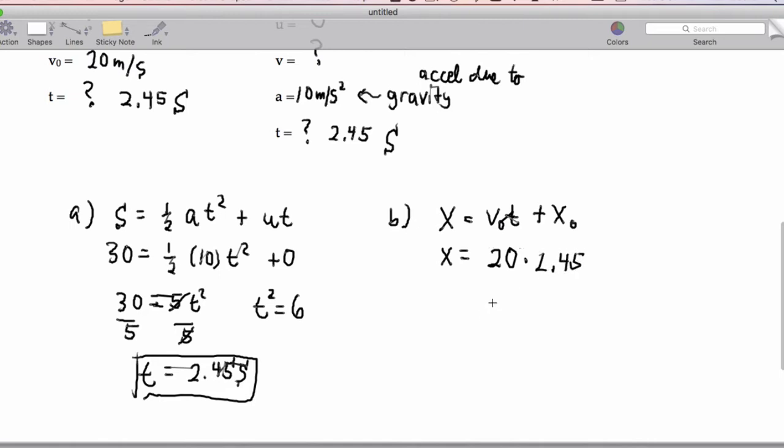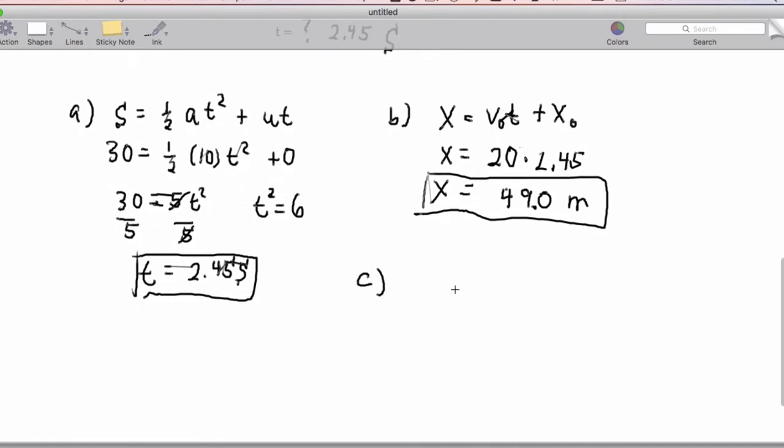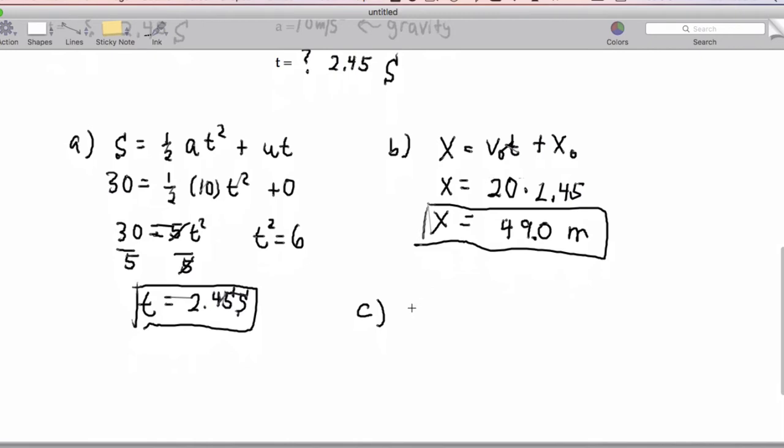And so when I simplify that out, that's going to end up being 20 times 2.45, so that's going to be 49.0 meters when I simplify that out. Now for part C, we want the speed. Let's be really clear. That's actually how fast the object is going. So let's be clear that v naught in the x direction is 20 meters per second. That's given in the problem.